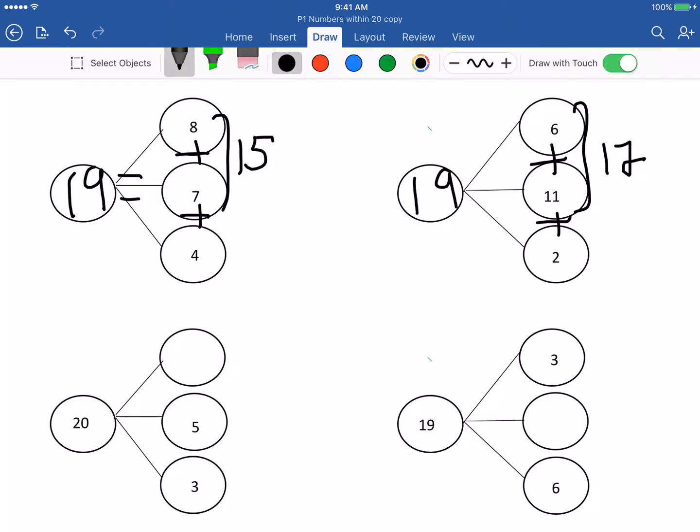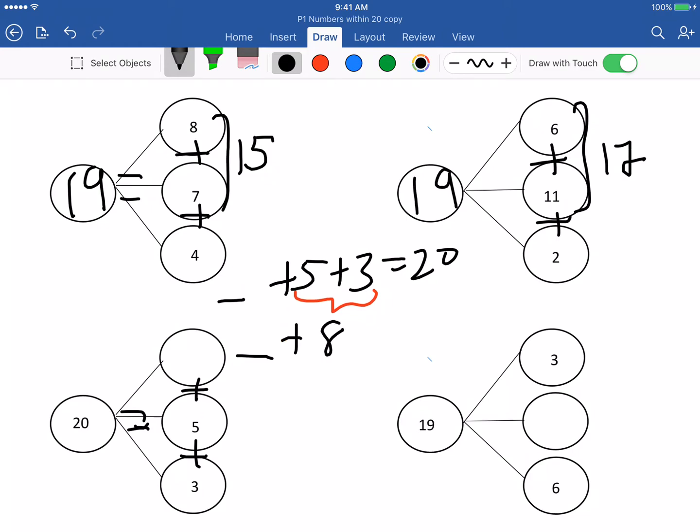Okay, the next one, what blank plus 3 plus 5 is actually equal to 20. So we can write out, what must you add to 5 and 3 such that it gives you 20? If I were you, I'd go and work it out first. What's 5 plus 3? 8. So what plus 8 gives you 20? You just take 20 minus 8, which equals 12. That's the answer. 12 here.